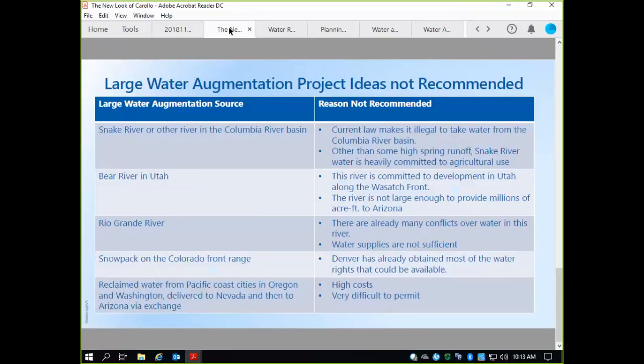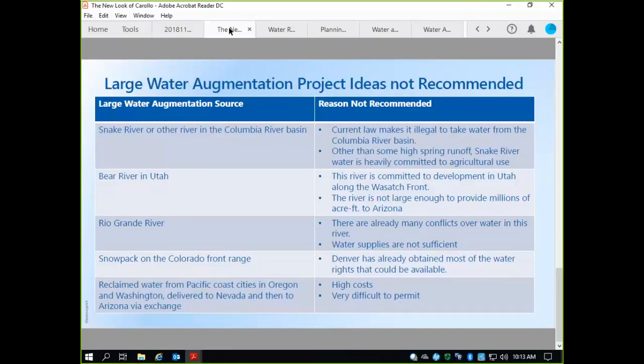We also wanted to highlight some of the big projects that we didn't put on this list. It doesn't mean that we couldn't put them on, but there were reasons why we did not. So I wanted to state what didn't go on the list, as well as going over what did go on the list. These are some of the big projects that in theory could provide a lot of water. So I'll just go through these briefly.